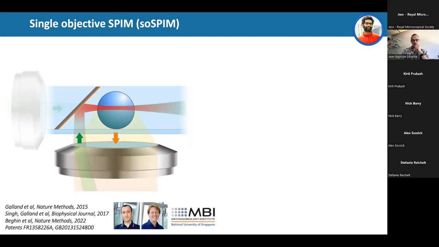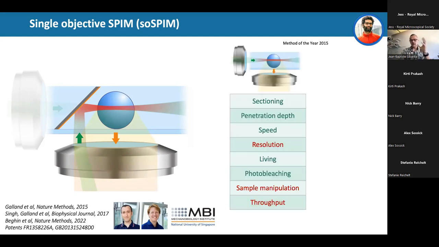So what is interesting about this technique? If we compare with the advantages of light sheet microscopy, which I think we all know, it benefits from very good sectioning, very good penetration depth, high imaging speed, and is very gentle on living samples with low photobleaching, because typically what you excite is more or less exactly what you collect, compared to epi-illumination, even confocal, where of course you illuminate more than you collect.